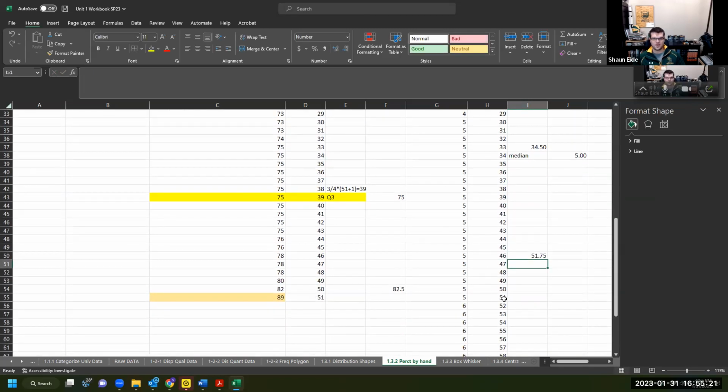And that's 51.75. Oh, wonderful. We finally have one where there is a difference. So 51.75, which is right there. And then we'll do Q3.